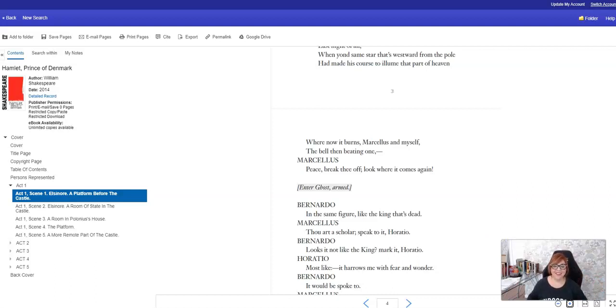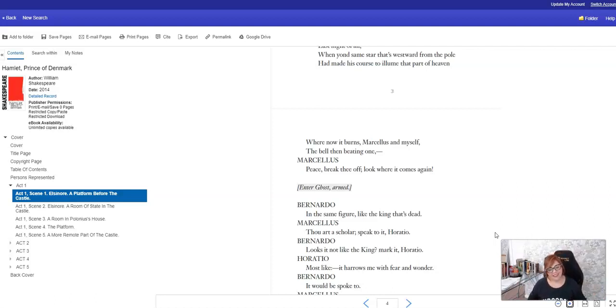The ghost comes in, dude, and the ghost is armed, like it's ready for battle. And Bernardo, looking at the ghost, goes, oh, it's in the same figure like the king that's dead. And then Marcellus goes, thou art a scholar, speak to it, Horatio. I always imagine, like, Marcellus grabbing Horatio and, like, putting him in front of him and being like, speak to him, you handle this ghost.